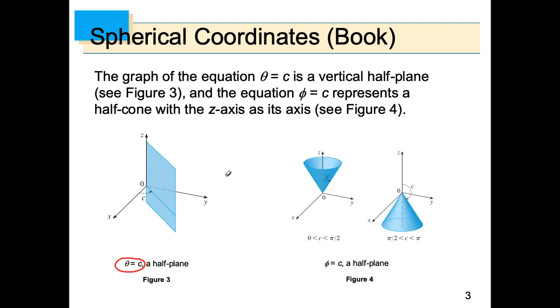All right, but also, as we'll see later, I'm going to explain in a moment, what if phi is equal to a constant? Well, phi equaling a constant is actually going to lead us to either an upper half cone or a lower half cone. So it'll be an upper half cone if the angle is from 0 to pi over 2, and it'll be a lower half cone if the angle is from pi over 2 to pi.